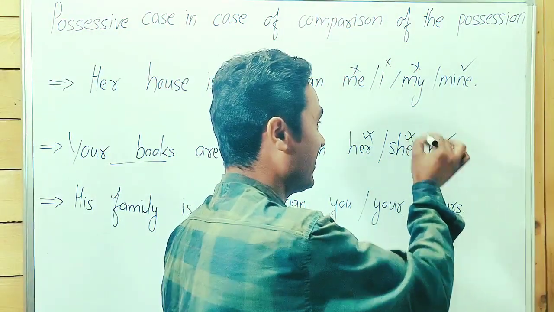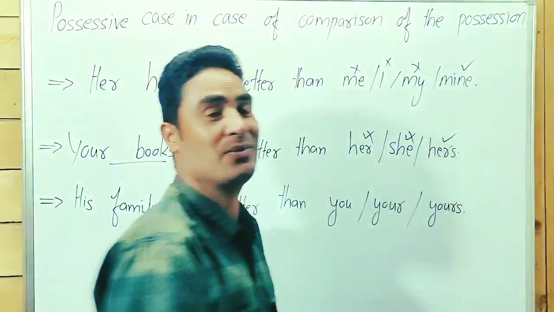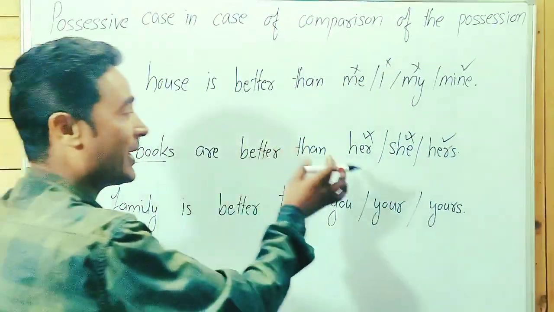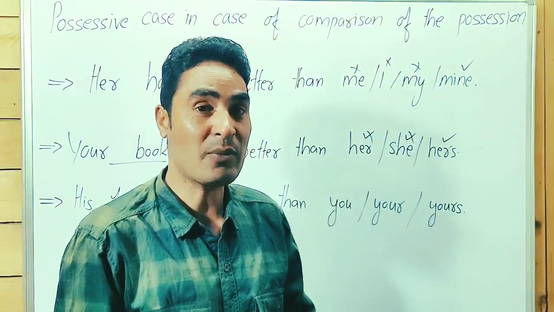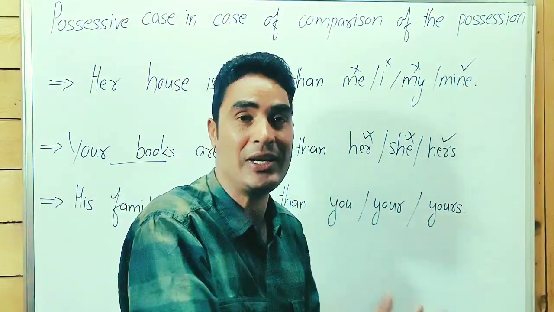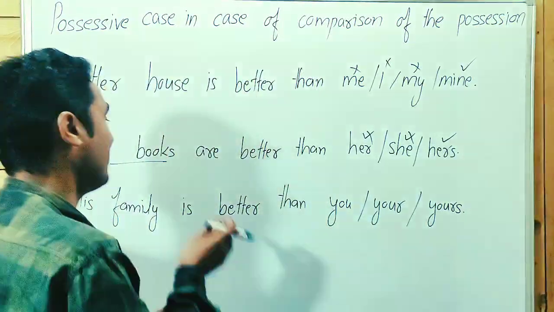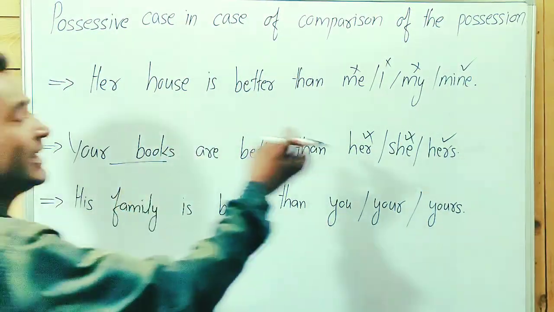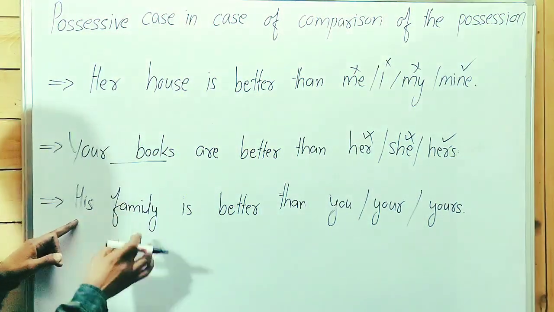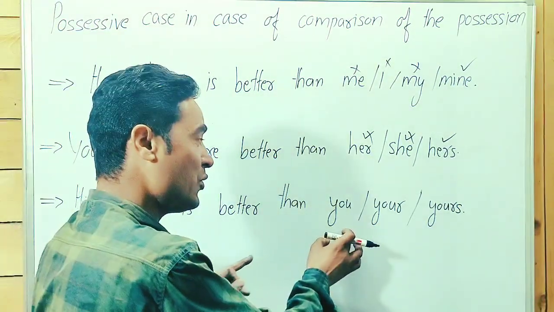She, subjective case, incorrect. Hers, possessive pronoun. Your books are better than hers. We are comparing her books, meaning we are comparing the same kind of possession, non-living things. Your books and her books. We write hers.